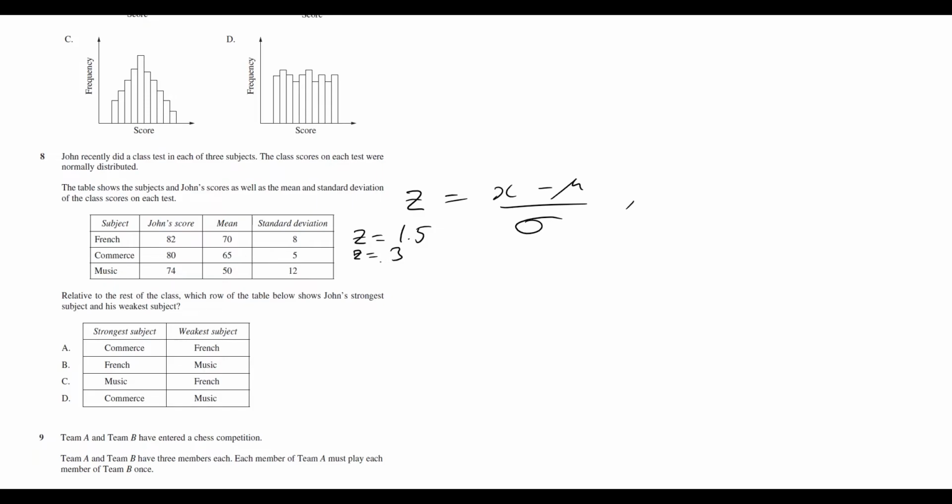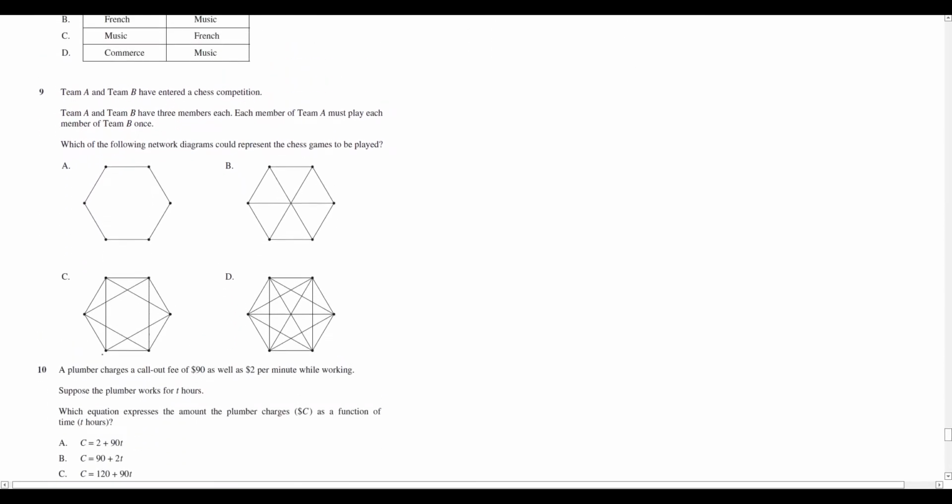So he's done very well in Commerce there. Now for Music, 74 minus 50, that's 24. Divided by 12, so z equals 2. So we can see that his best performing course was Commerce, and his weakest subject was French. So our answer will be option A. Okay, moving on. Question 9.